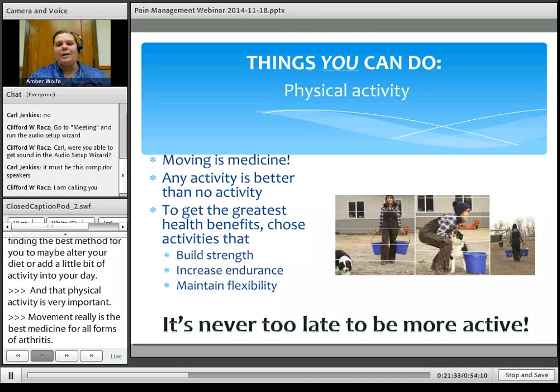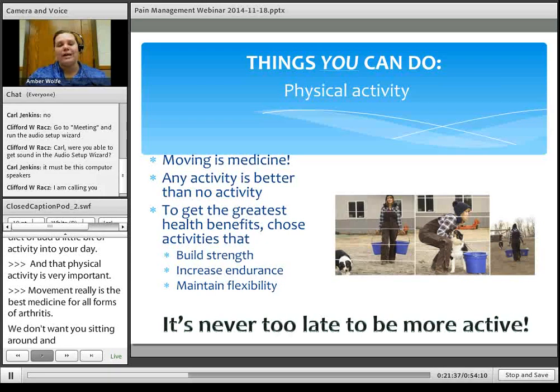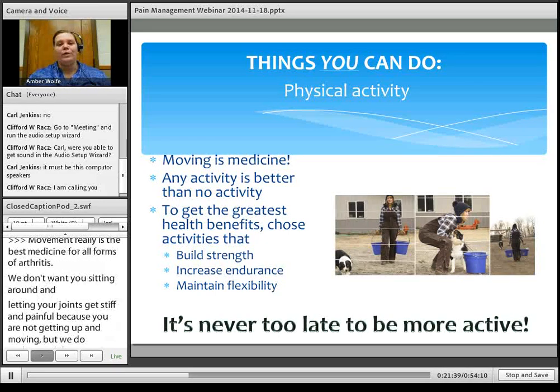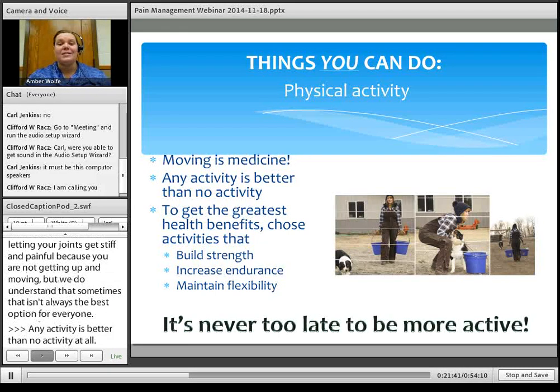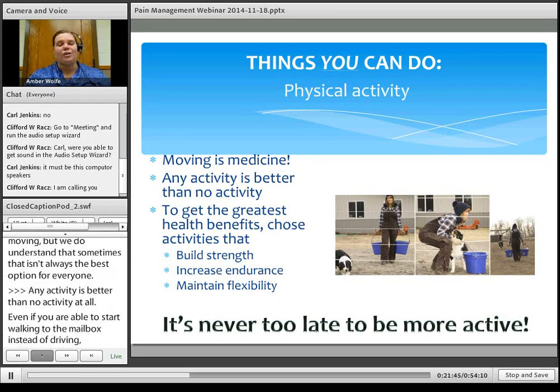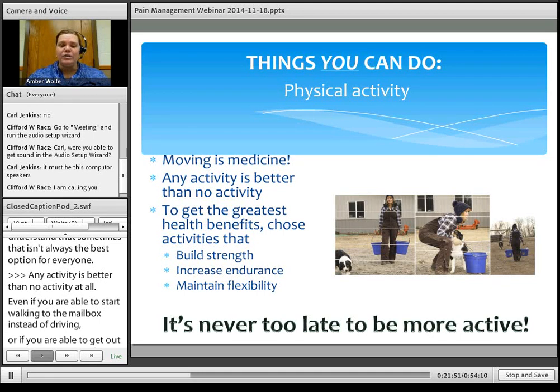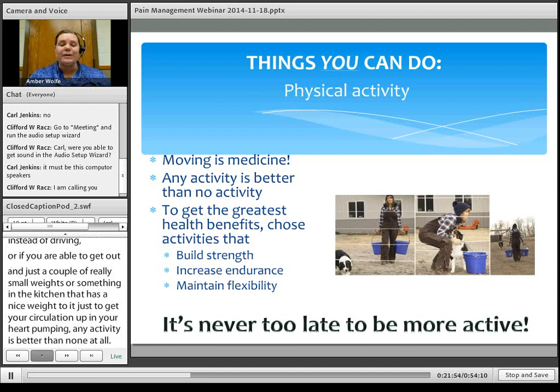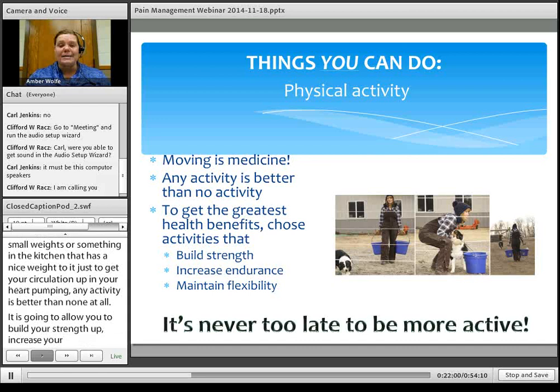Even if you are able to start walking to the mailbox instead of driving, or if you're able to get out and just lift a couple of really small weights, or even something in your kitchen that has a nice weight to it, just to get your circulation up and get your heart pumping, any activity is better than none at all. It's going to allow you to build your strength up, increase your endurance, and definitely maintain your flexibility in those joints. The more flexible and the stronger your joints are, the less amount of pain you're going to have from arthritis.